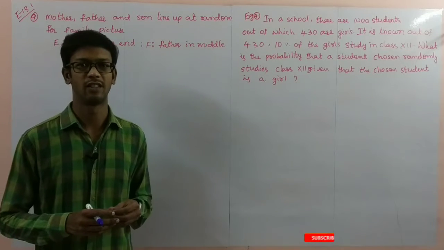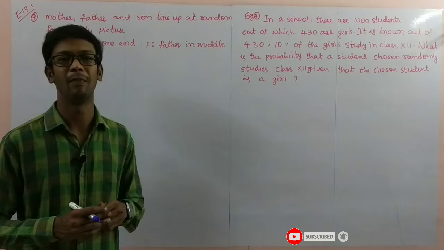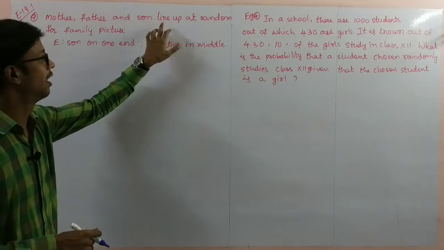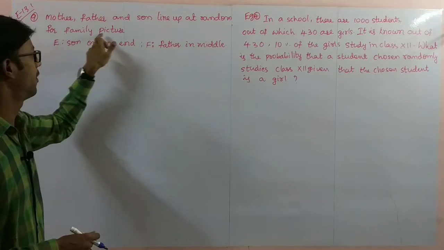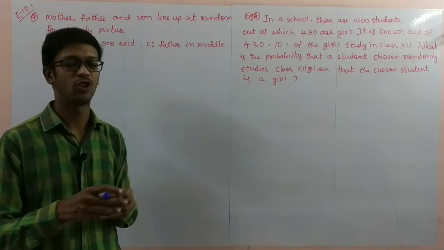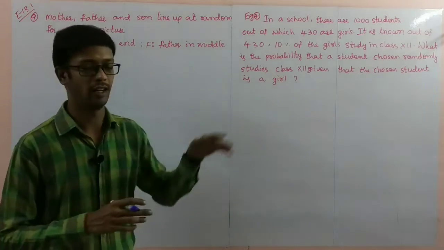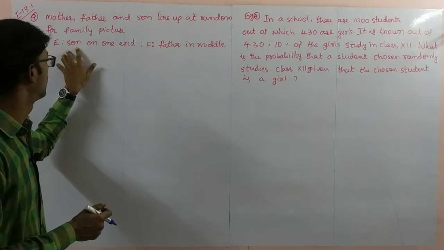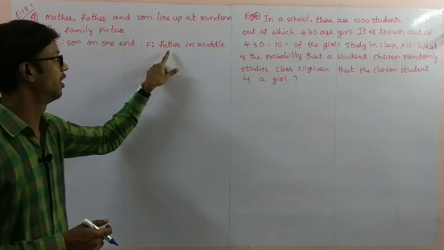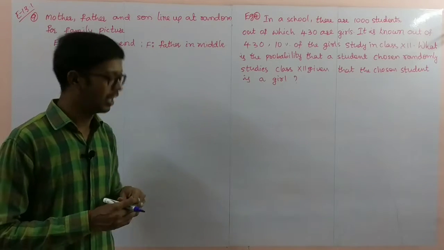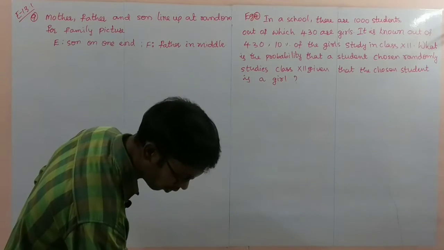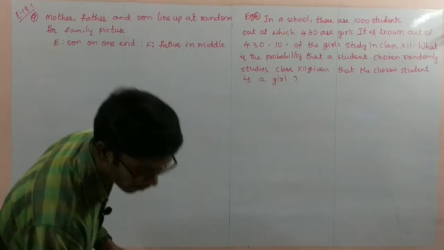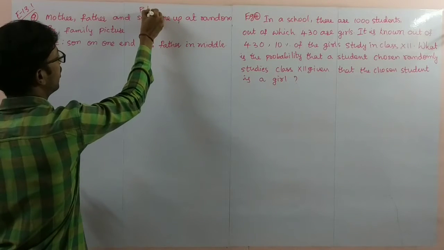Now we start our next session with exercise problem number 9. Mother, father and son line up at random for a family picture. They are standing in a line, one line position, 3 members standing. Event E: son on one end. F: father is in the middle. You have to determine P of E by F.